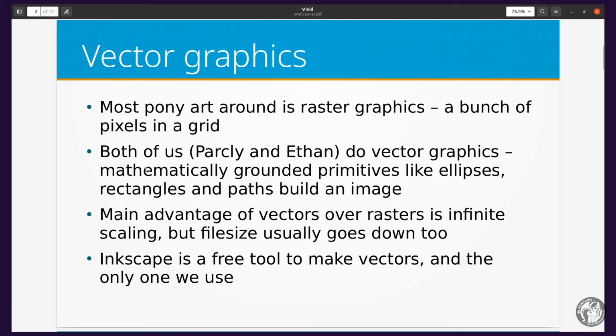But basically, let me just go through this. Most pony art is actually raster graphics, which is about pixels in a grid. But both of us, Ethan and I, do vectors, which means that instead of pixels making an image, it's objects grounded in mathematics like ellipses, paths, and rectangles. As mentioned before, infinite scaling is the main advantage, but the file size also goes down. And we use Inkscape, which I'll link here. This is a free tool to make vector images, and it's the only one we use.